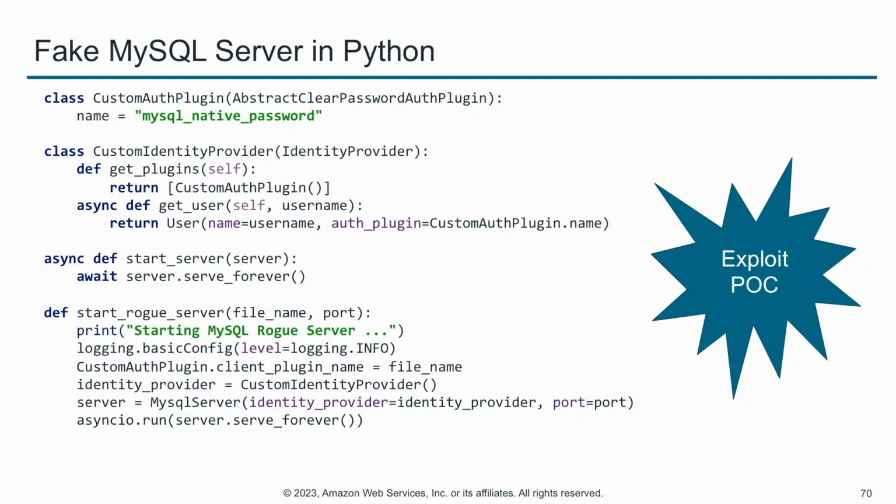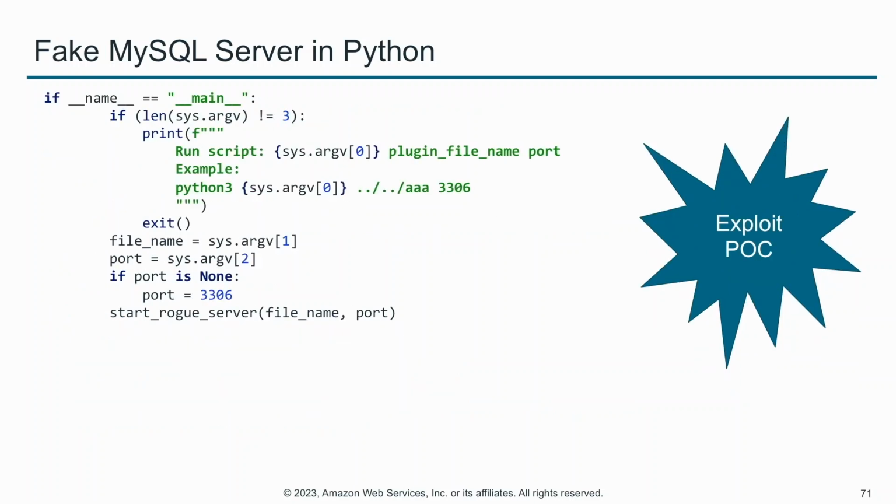And here's how it works from the main function perspective. Right, it takes the arguments. It takes the argument, the plugin name. We need the directory traversal, port, and that's it. So this is our exploit proof of concept.